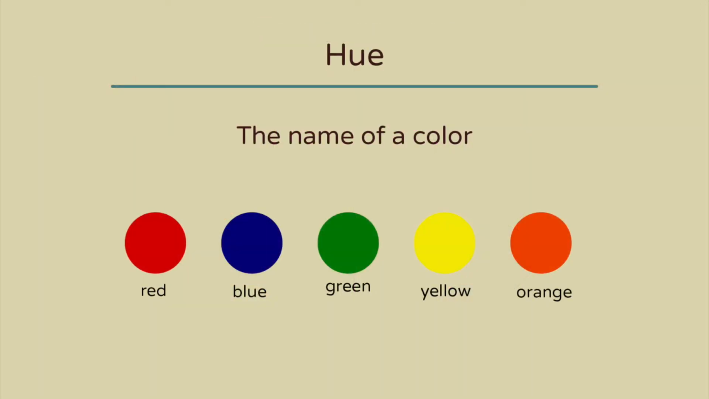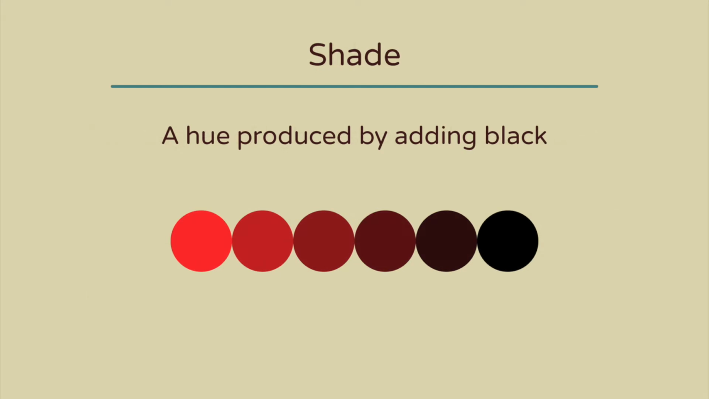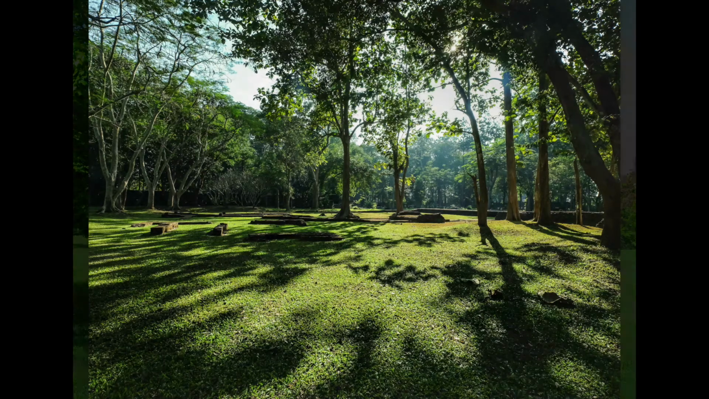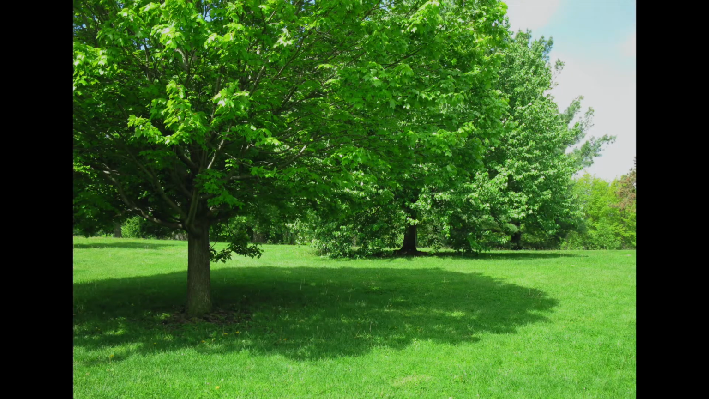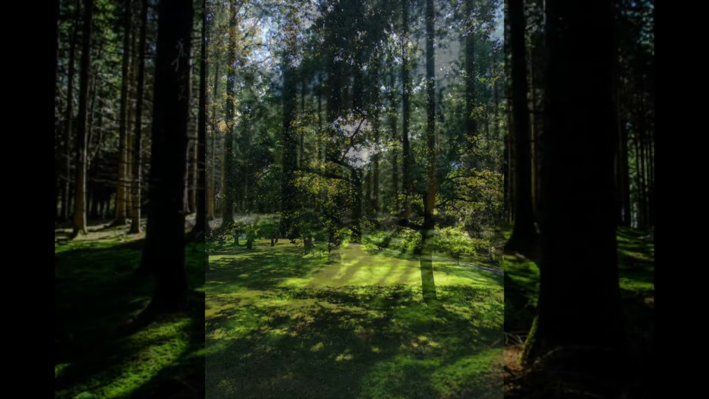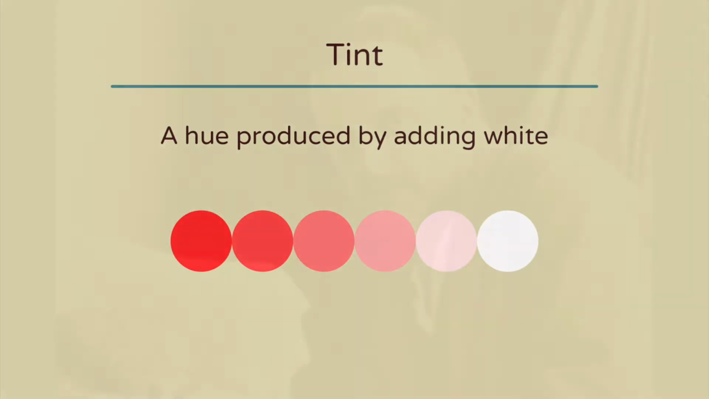A hue is the name of a color. Value is the lightness and the darkness of the color. Shade is where we add black to a color. A little trick to remember that shade is where you add black is think about a sunny day. The grass is green, but look at how it's darker in the shade than it is in the full light. So you'll add black. Tint is where we add white.